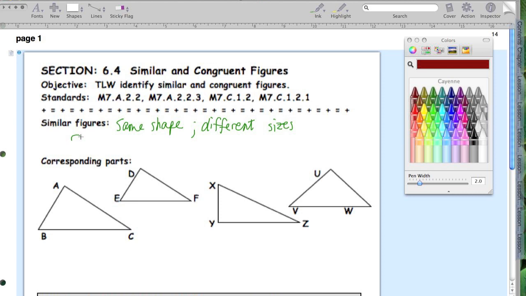And to show that, we use this symbol, which almost looks like an S. So if I were to say triangle ABC is similar to triangle DEF, I could write something like that. They could have the same shape and different size.